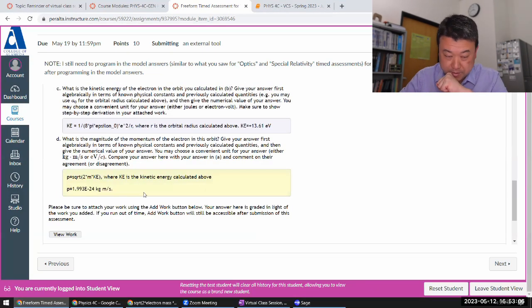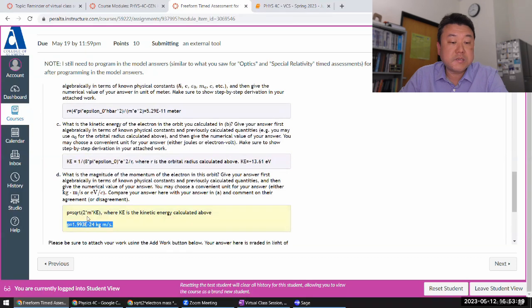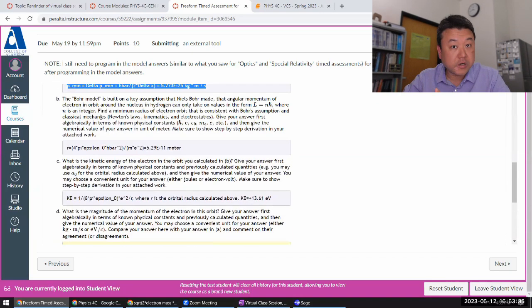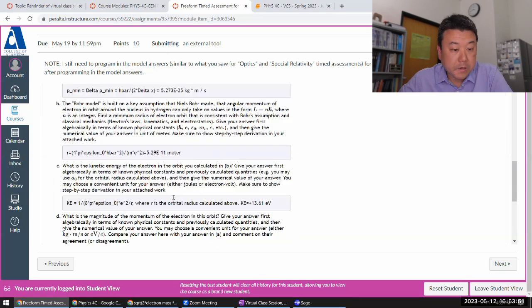The amount of momentum here is larger than the minimum momentum uncertainty here. I would have been in trouble if the magnitude of momentum here was less than the magnitude of the momentum uncertainty here, because as it's going around in circles, the momentum uncertainty would be double the magnitude. So the fact that this is larger than what's up here is consistent with the Heisenberg uncertainty principle. The electron in orbit around the nucleus doesn't cause an issue with the Heisenberg uncertainty principle. So, all right, I think that's it.